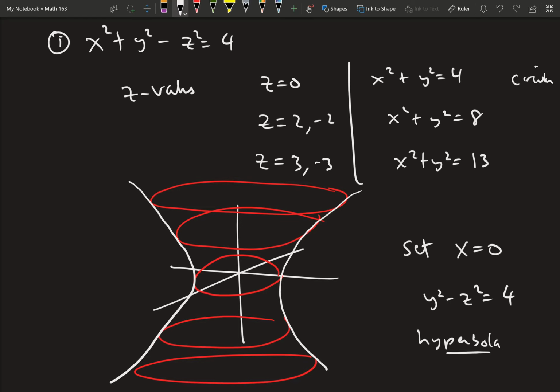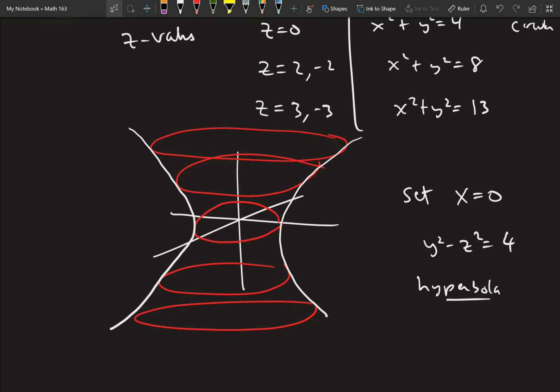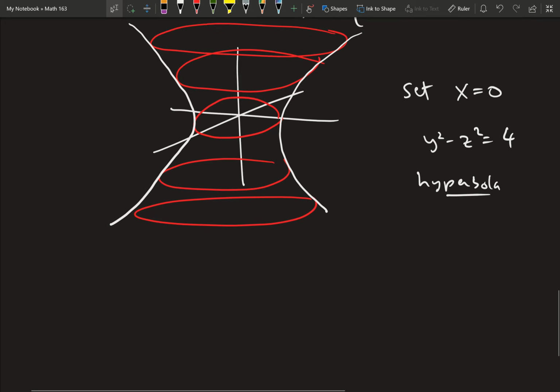And this is the hyperboloid of one sheet. It's one giant sheet. And that's how that goes.